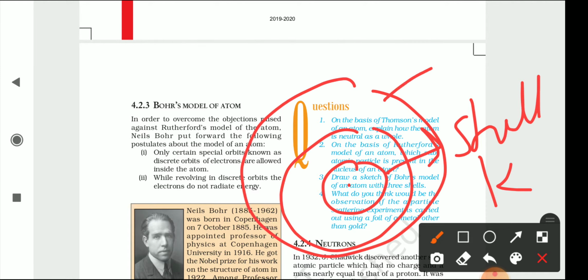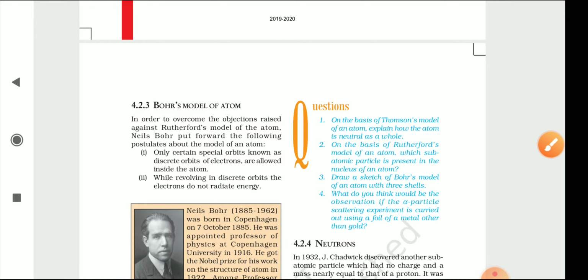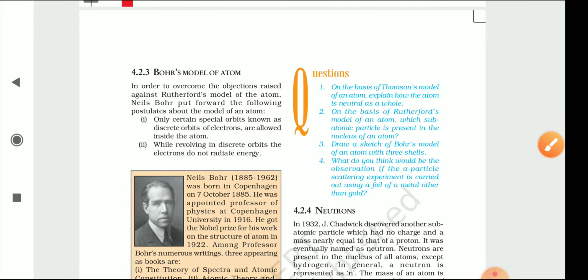Okay, K, this is L, shell. Okay, so this is the Niels Bohr model. Now let's see what it has written. In order to overcome the objection raised against the Rutherford model of the atom, Niels Bohr put forward the following postulates about the model of an atom.